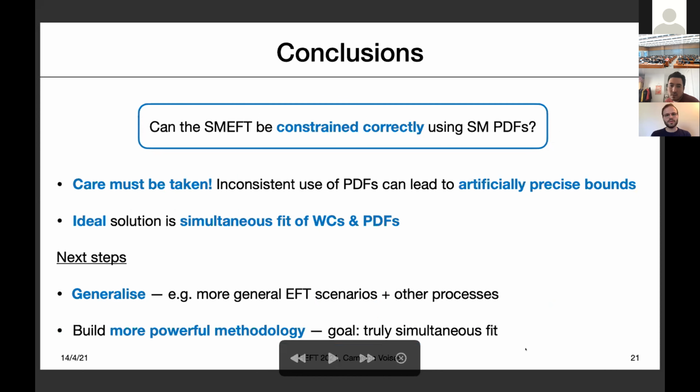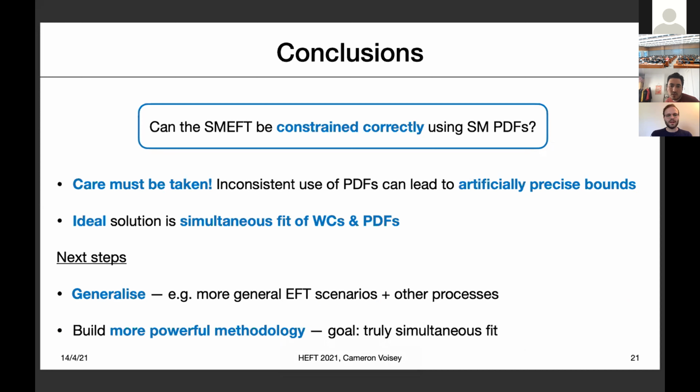So to conclude, the question that I posed was, can the SMEFT be constrained correctly using standard model PDFs? Well, the answer is that if you're going to do that, then you really must take care, because if you inconsistently use PDF sets, then you can get artificially precise bounds, and you might expect something that really isn't there.